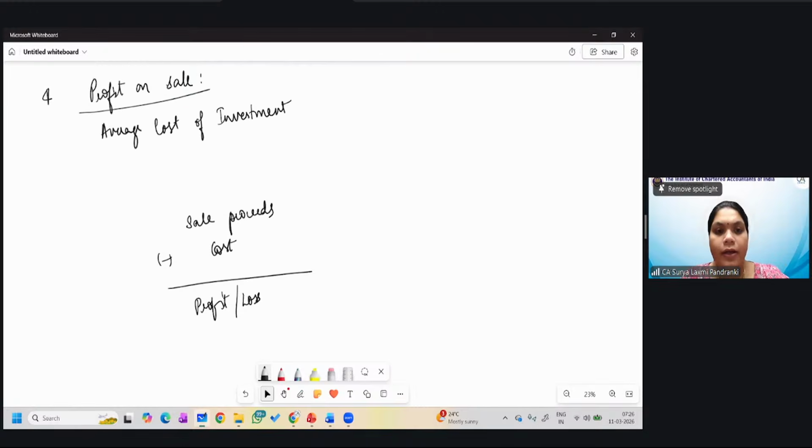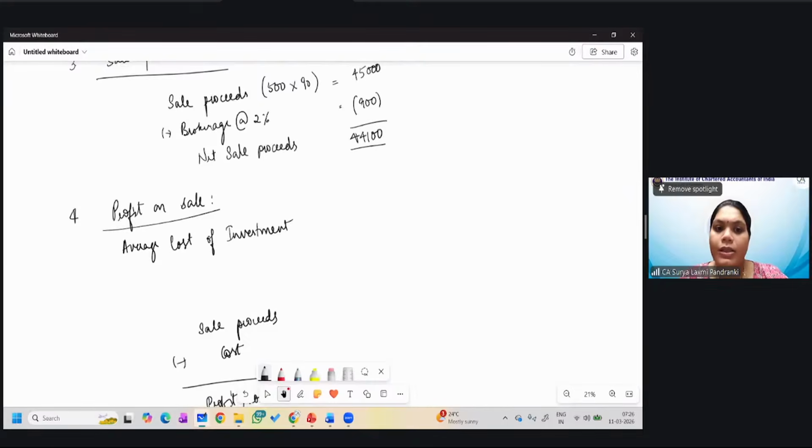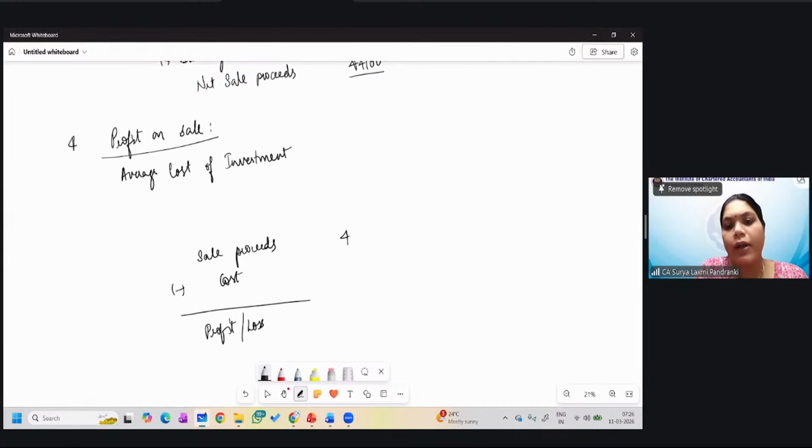In this example that we are doing, we know what is the sale proceeds. It is 44,100. We know that. But what is the cost? We sold which shares? We sold the bonus shares, and the bonus shares cost is zero. Everybody knows that. But when we are calculating this profit or loss, we will have to take the average cost of investment. How do we calculate the average cost of investment?